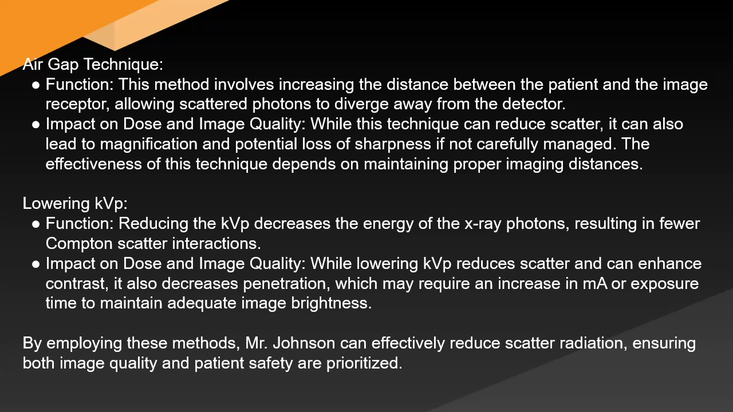Lowering kVp. Function: Reducing the kVp decreases the energy of the X-ray photons, resulting in fewer Compton scatter interactions. Impact on dose and image quality: While lowering kVp reduces scatter and can enhance contrast, it also decreases penetration, which may require an increase in mAs or exposure time to maintain adequate image brightness.